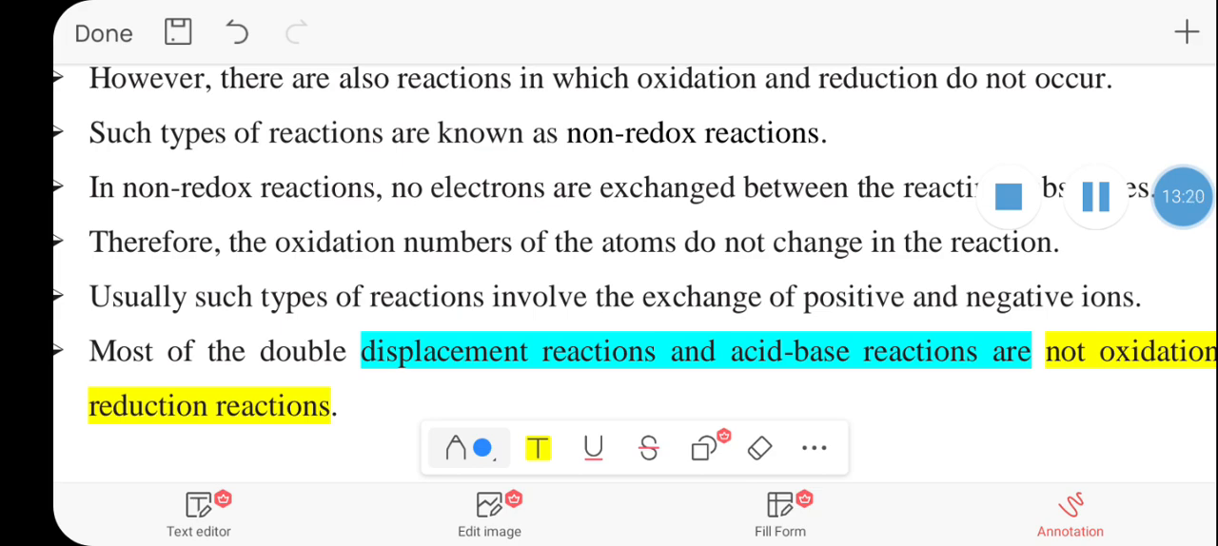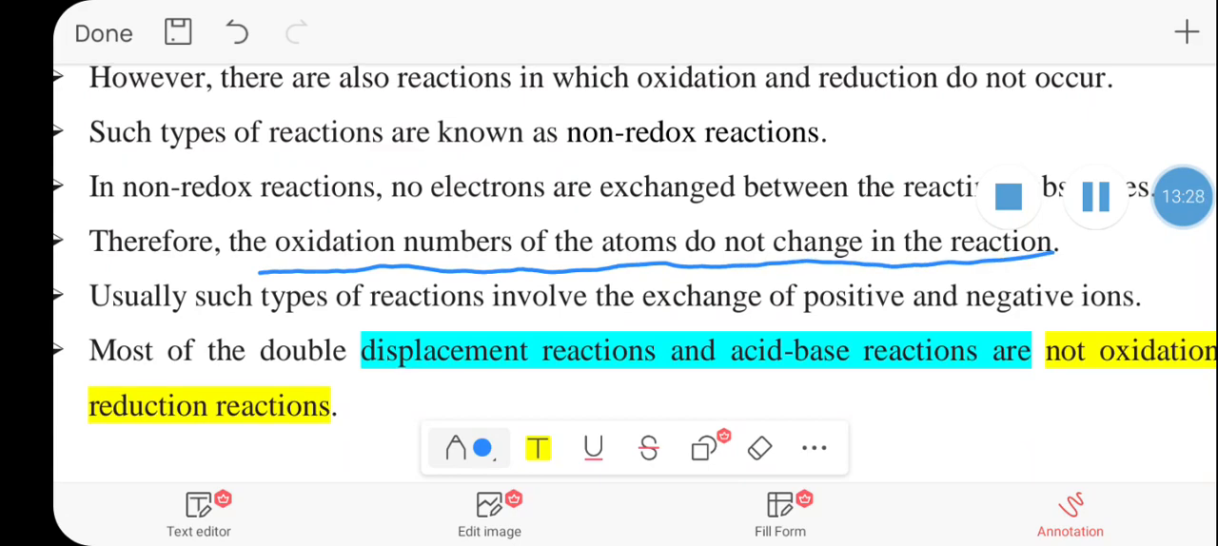In non-redox reactions, the oxidation numbers of atoms do not change in the reaction. Usually, such types of reactions involve the exchange of positive and negative ions. Most of the double displacement reactions and acid-base reactions are not redox reactions.